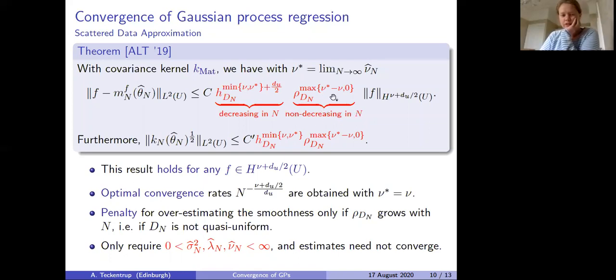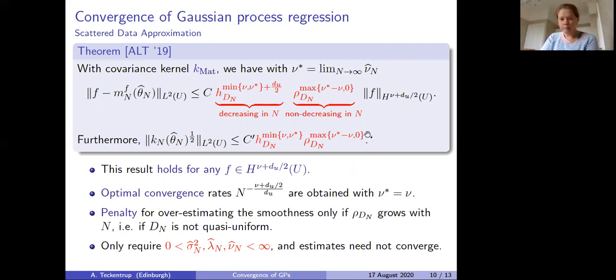And this is essentially a penalty term, which I'm going to come back to later on. Okay, so this result holds for any function f. So no matter, as long as your function f is in this Sobolev space here, if you're not that familiar with Sobolev spaces, assuming that my function essentially has mu plus d over 2 derivatives.